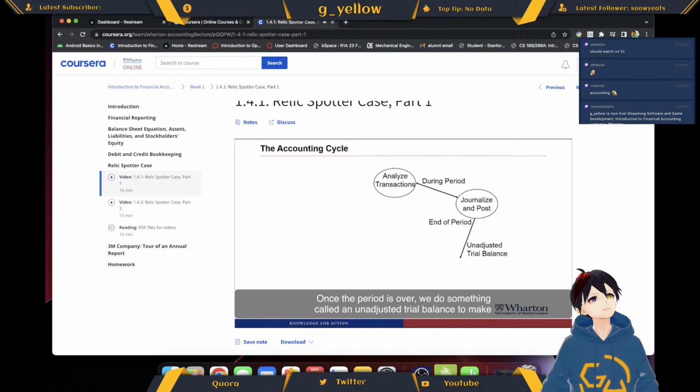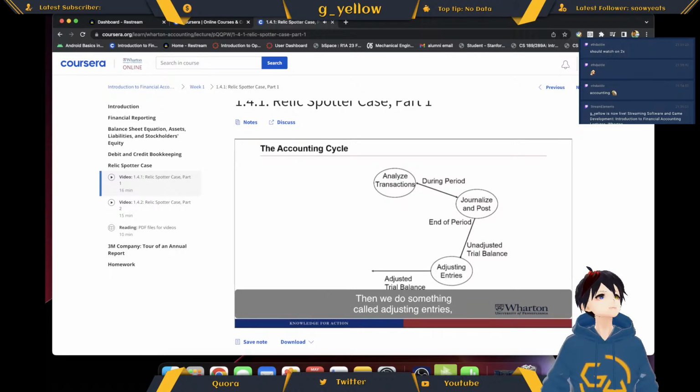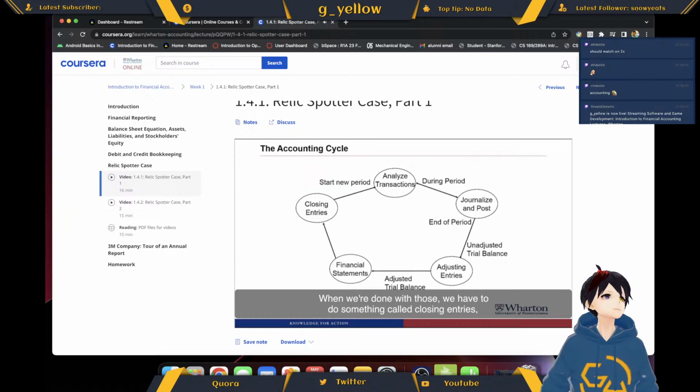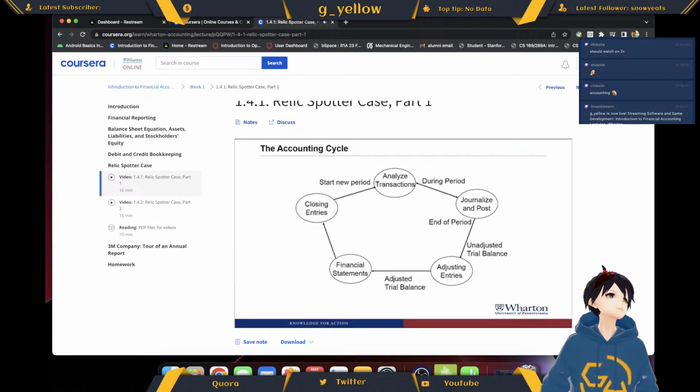Once the period is over, we do something called an unadjusted trial balance to make sure we haven't made any math mistakes or transposed any numbers. Then we do something called adjusting entries, which are needed to get the books correct before we do financial statements. After another trial balance, we prepare the financial statements. When we're done with those, we have to do something called closing entries, which gets us all set to start the new period so that we can do this over and over again through the whole life of the business.